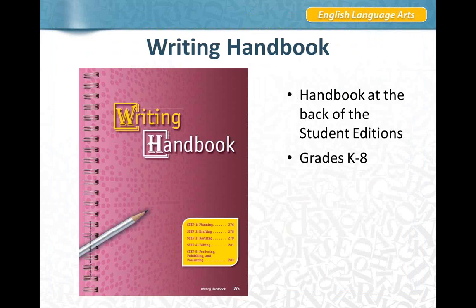As we mentioned in the reading units, we have a handbook for foundational skills in the back of the book for grades 3 through 5. Well, for all the grades, K through 8, we have a writing handbook at the back of every student edition. Now it covers the process of writing, the planning, the drafting, the revising, the editing, and the producing or publishing of a piece. So we go through that. The students can look at that at any time while they're writing their piece.